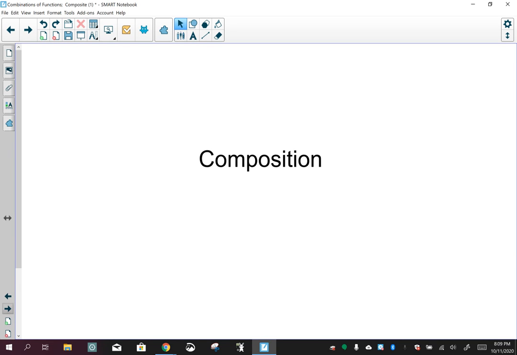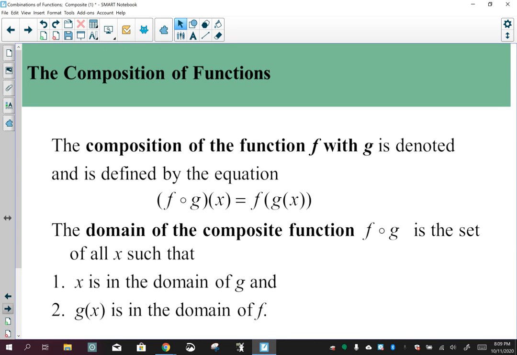So let's take a look at composition. So composition, this is where a lot of people have a little bit of trouble. Composition is what a lot of you call FOG, f of g of x. And so what this is doing, this is taking one function, and you're inputting it into another function, and then you're cleaning stuff up from there.